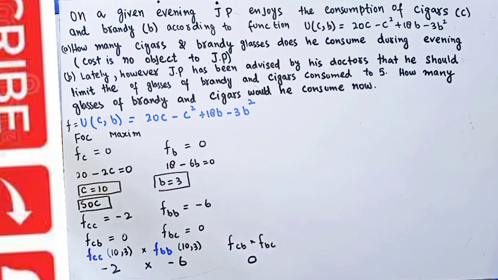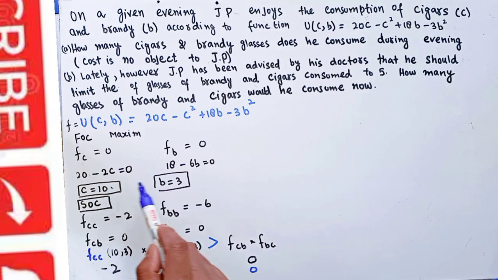Here we need to find out, and we can see we got 12 here, and here we have 0. Since 12 is greater than 0, this condition applies, that is, the product of direct partials is greater than the product of cross partials. When this happens, and the sign of the direct partials is the same, we can say that this function achieves its maximum at points 10 and 3.